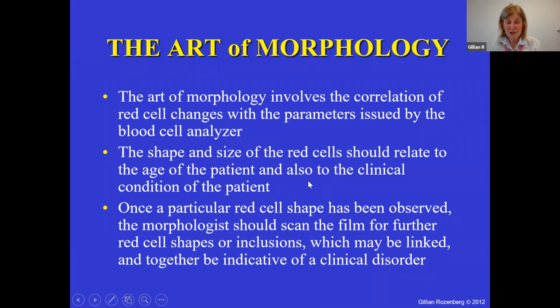You see one feature and then you know, so perhaps you see a target cell. And so you say to yourself, okay, so target cells are a feature of thalassemia. Are there microcytic red cells on the film? It's a feature of liver disease. Are there macrocytes on the blood film? And so on. And this is really the art of morphology.